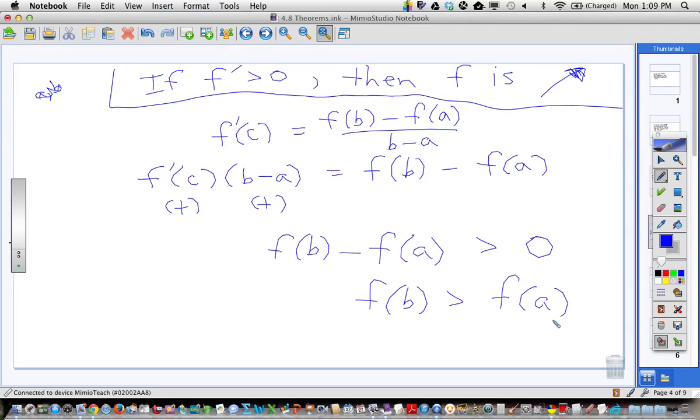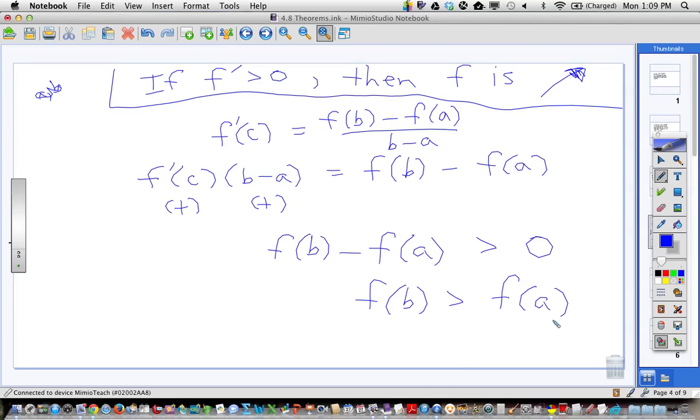Now let's think about this. What are f of a and f of b? The y values at a and b. Remember, a comes first and b comes second. This says the y value at b is always bigger than the y value at a. So then it's got to be increasing, right? Remember, a and b are any 2 points on the function. The y value on the one that comes after is always bigger than the y value of the one that comes before. That's what it means to be an increasing function. By definition, f is increasing.